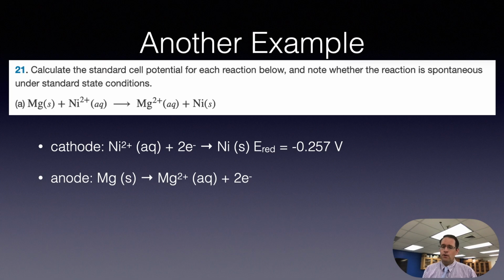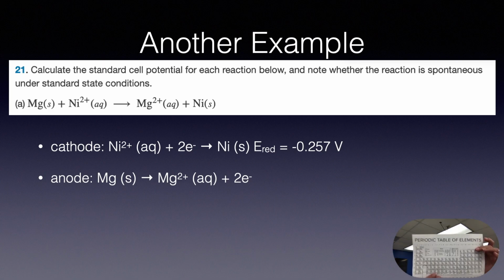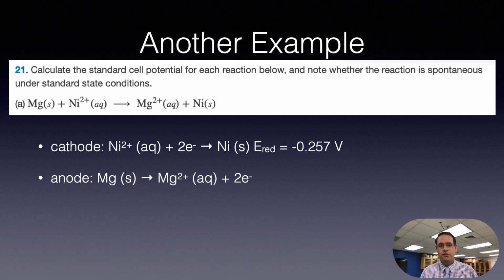Next, you want to figure out what is being oxidized. Magnesium is neutral. It's a solid. It's an element. It's an atom, right? It's neutral in the periodic table. And when it transforms to magnesium ion, it has a +2 charge. It's losing 2 electrons. So that's called oxidation, because oxidation is loss of electrons.